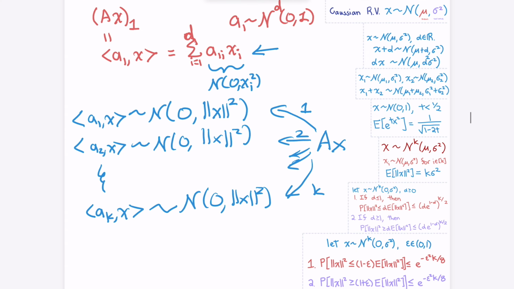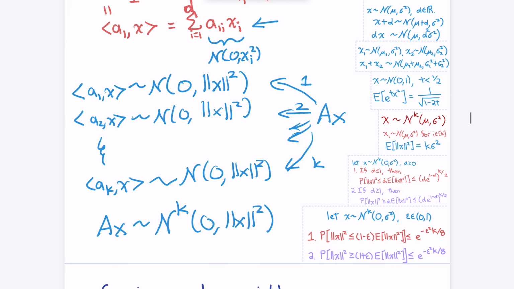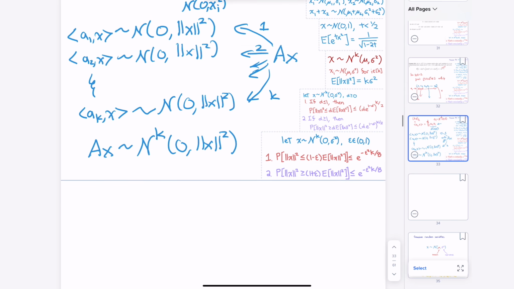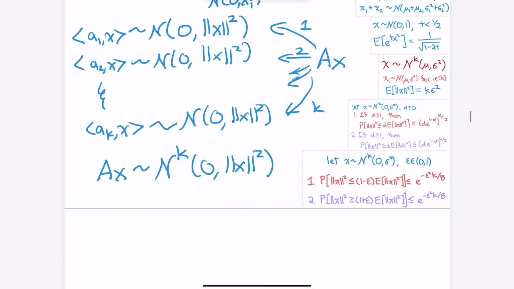It's a vector, yes, in particular. If you want to write it compactly, it looks like this. It's a random Gaussian vector. Every coordinate has variance norm of x squared. And what do we know about these vectors?